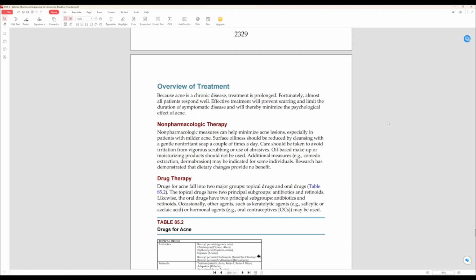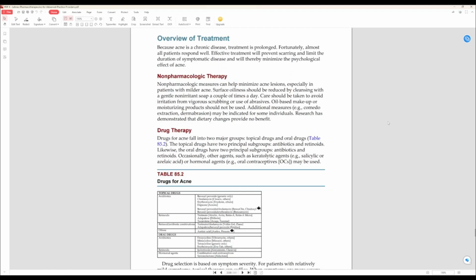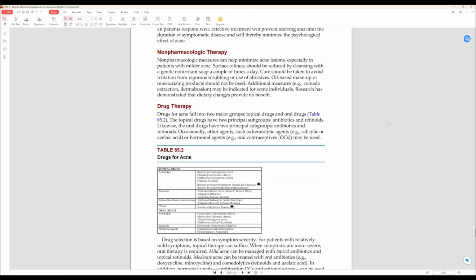So, drug therapy. Drugs for acne fall into two major groups, topical drugs and oral drugs. The topical drugs have two principal subgroups, antibiotics and retinoids. Likewise, the oral drugs have two principal subgroups, antibiotics and retinoids. Occasionally, other agents, such as keratolytic agents or hormonal agents, may also apply. So here is a table of all the drugs for acne. It's an outstanding spot to hit pause, especially for some of you that are looking into medications for yourself or someone you know.